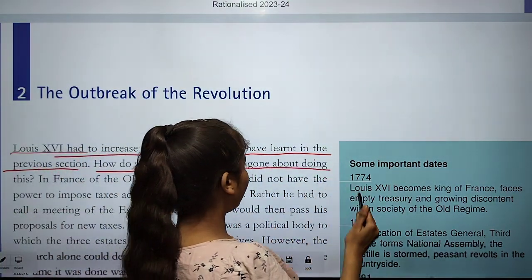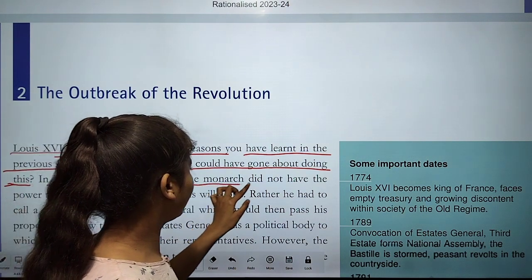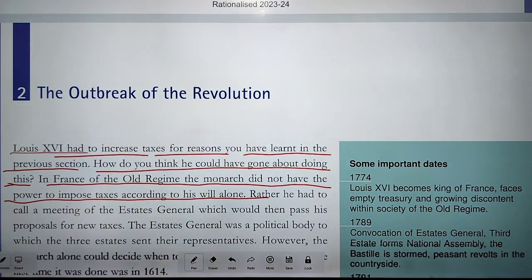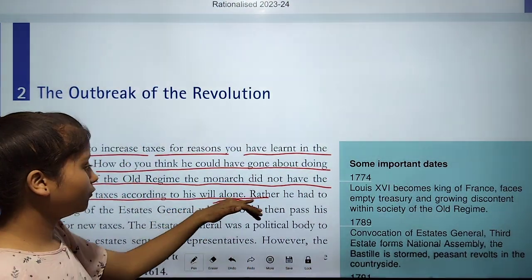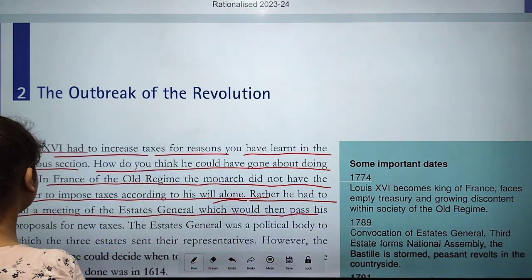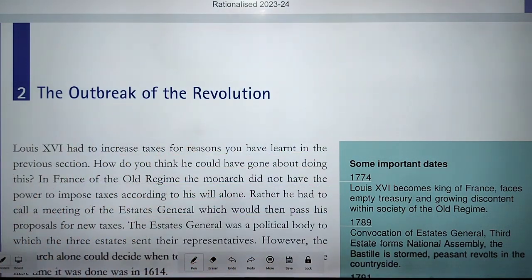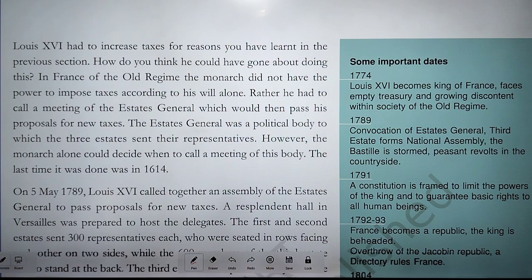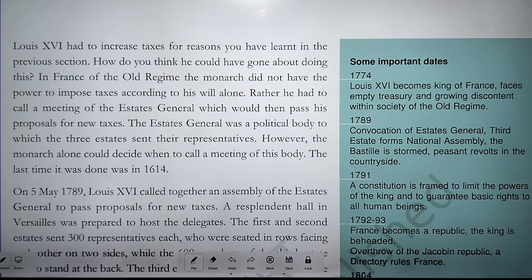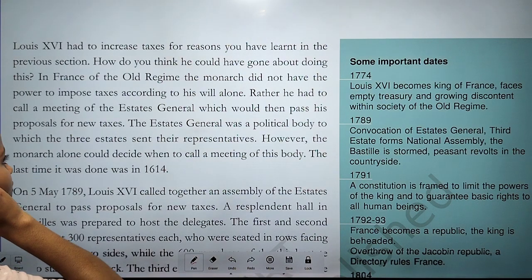How do you think he could have gone about doing this? In France of the old regime, the monarch did not have the power to impose taxes according to his will alone. Rather, he had to call a meeting of the States General, which would then pass this proposal for new taxes. It means if they wanted to increase the taxes, they had to take the approval of the States General, and if the proposal was passed, then the taxes could be imposed.